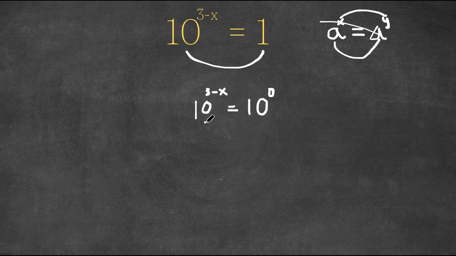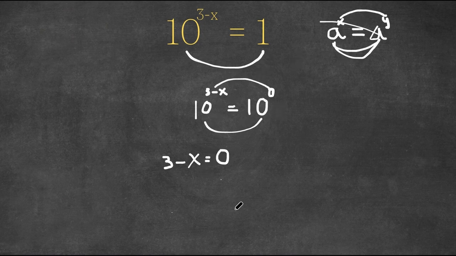Now notice how these two bases are the same, just like this one. And think of 3 minus x as x and the 0 as y. Because these two bases are the same, then that means that these two exponents are the same as well. So we can just ignore the bases for now and just set 3 minus x equal to 0. And now, as you can see, we've created a simple equation using our method.